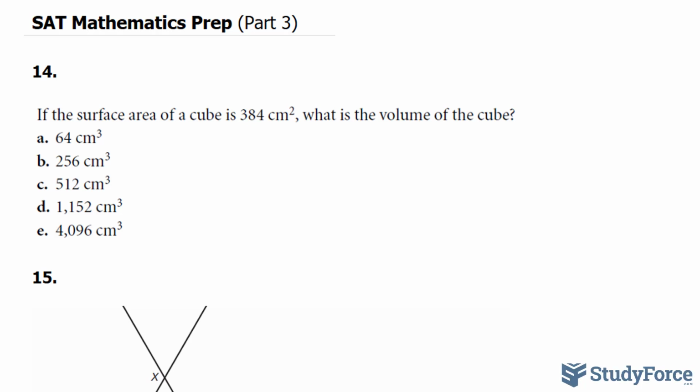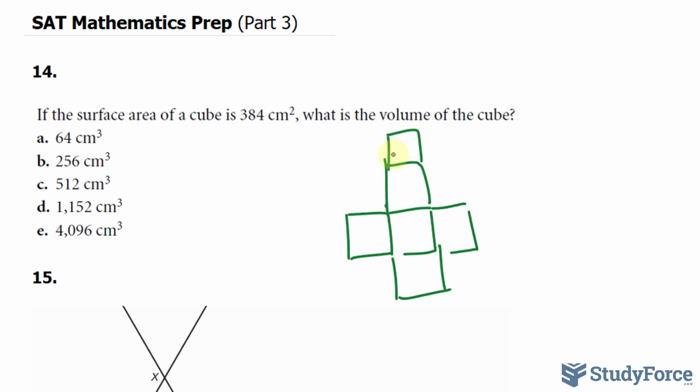Question 14 reads, if the surface area of a cube is 384 centimeters squared, what is the volume of the cube? Okay, so a cube is a perfect three-dimensional shape where all the sides are the same length. If we're told that the surface area of a cube is this much, what we can do is map out what a cube looks like. So a cube obviously will have perfect squares all throughout its map. 1, 2, 3, 4, 5, 6. So there are 6 squares making up a cube.